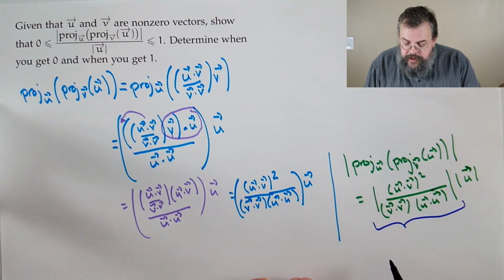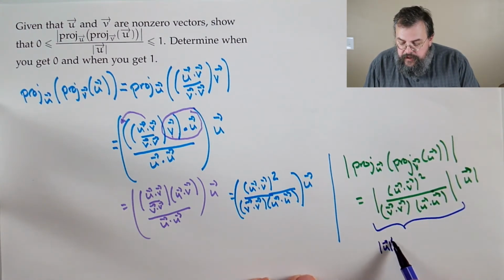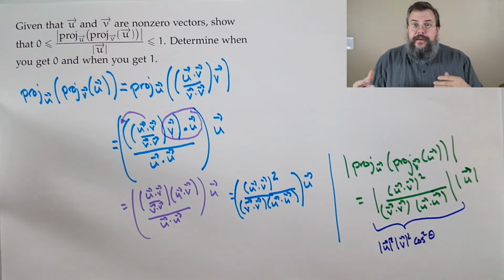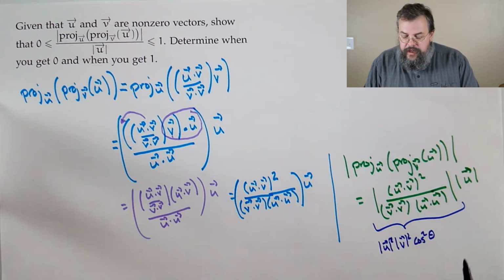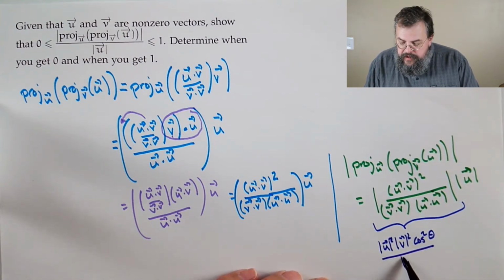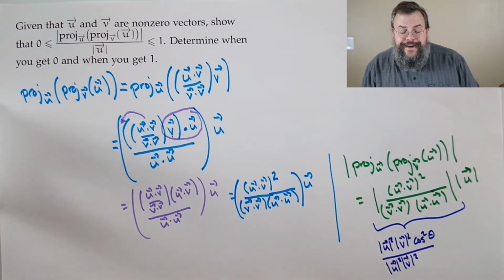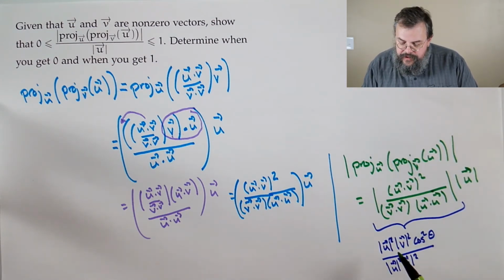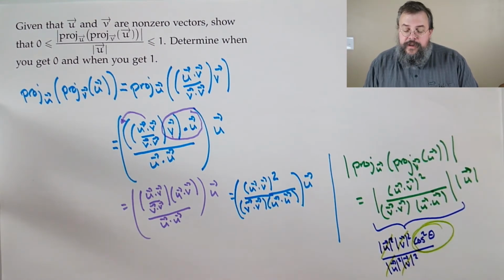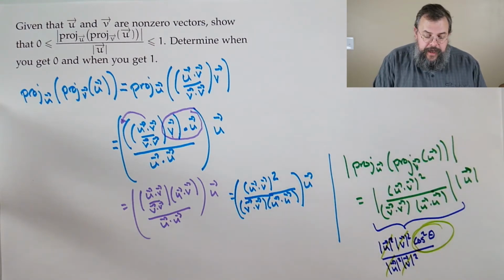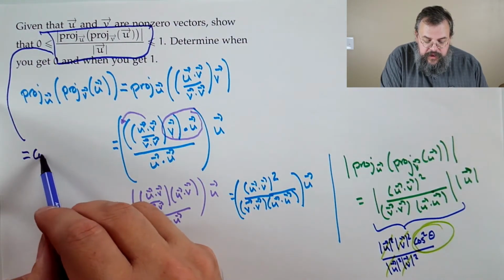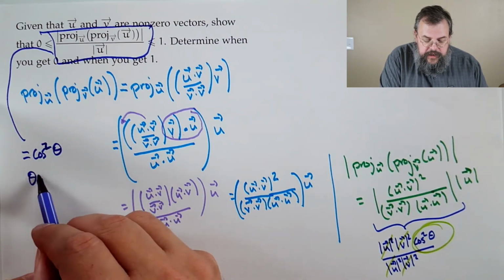Now, upstairs, U dot V squared would be magnitude of U squared, magnitude of V squared, cosine squared of theta. Because I'm using the fact that U dot V is the magnitude of U times the magnitude of V cosine theta. I just square every single term. V dot V would be the magnitude of V squared. U dot U is the magnitude of U squared. And now we say, aha, what happens is some beautiful cancellation. We see that our magnitude of U squares cancel, our magnitude of V squares cancel, and we end up with cosine squared of theta. So this quantity right here is equal to cosine squared of theta, where theta is the angle between.